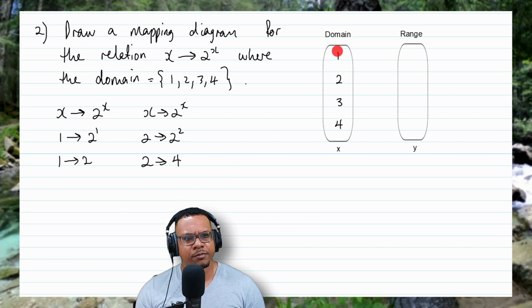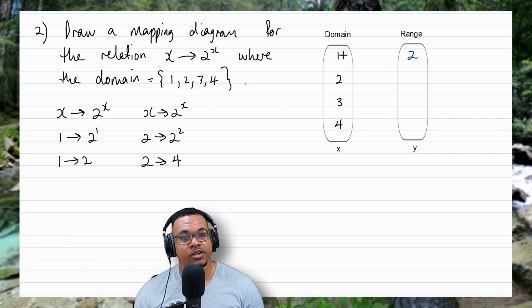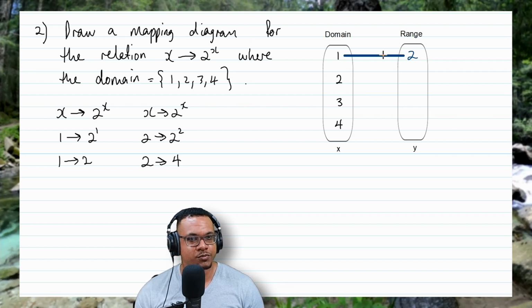All right, so we have the members of a domain here, 1, 2, 3, 4, which are x values. We'll put the range on this side, which are y values. So far, we have 1 is mapped to 2. So that means we're going to come here and put 2, and we're going to put an arrow going from 1 to 2.